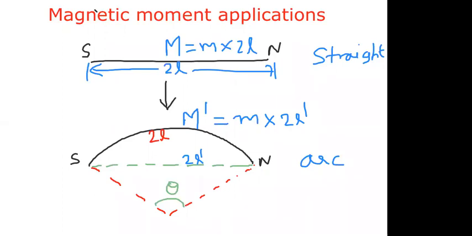Any doubts? I hope you are clear with the magnetic moment. It is small m into 2L everywhere, everyone knows about this one. Nothing special here. It is bent in the form of an arc, pole strength is not affected, you know that one. But the length changes. Length is a vector, from south pole to north pole. Now we have to find M dash in terms of capital M. That is our target, so we are going ahead with it.